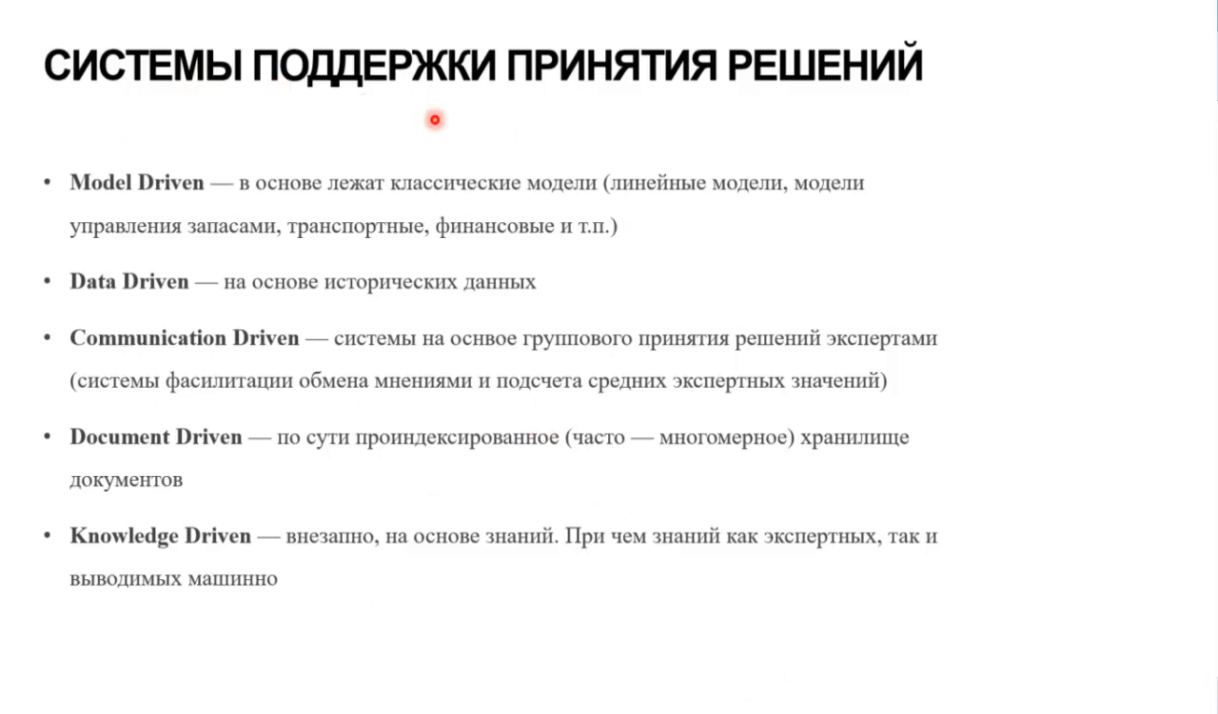These are systems that support decision making, and there are five different categories of decision support systems, which I'll give you a little overview of. The first one is model driven. The second one is data driven. The third one is communication driven. The fourth type is document driven. And the fifth one is knowledge driven.